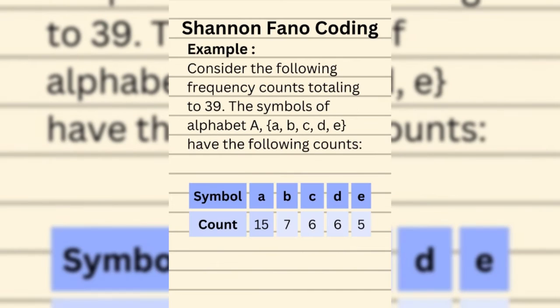Now we will do an example. Consider the following frequency counts totaling 39. They did the sum for you too. The symbols of the alphabet are A, B, C, D, E and have the following counts: A is 15, B is 7, C is 6, D is 6 and E is 5.